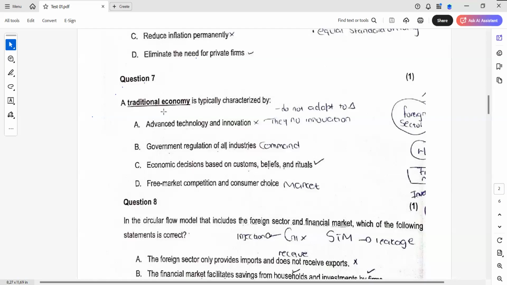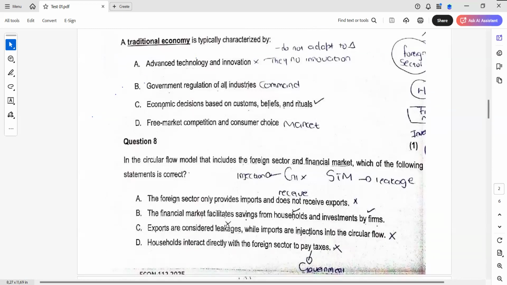Number C. So in a traditional economy, it's traditional, guys. Whatever they do is just what they were doing in the past. They're not really changing as much or innovating, as they still farm, they hunt, and they gather. That is basically what they do in the traditional economy. So the correct answer is C. Okay, let me just read D. Free market competition and consumer choice. Okay, but the most correct answer is C.